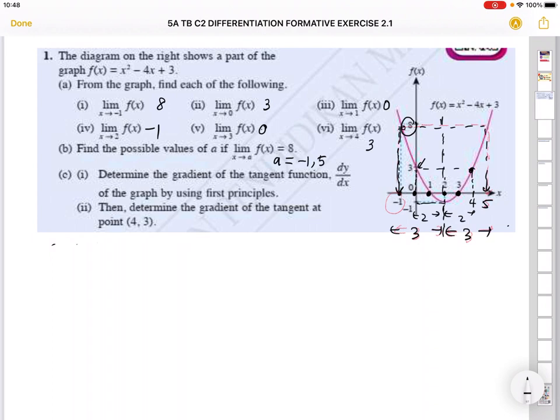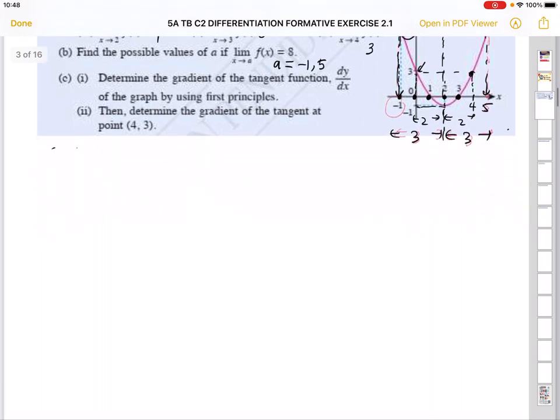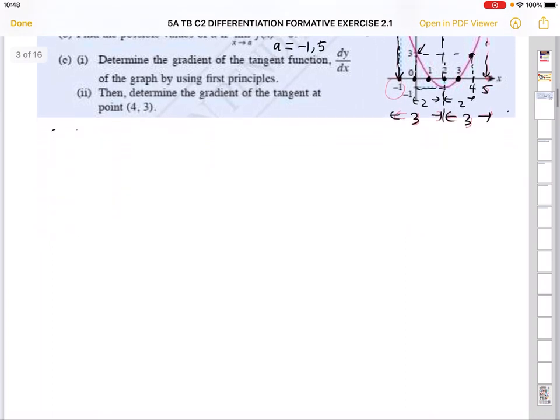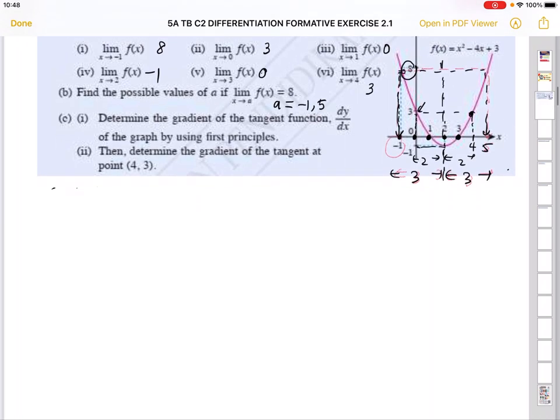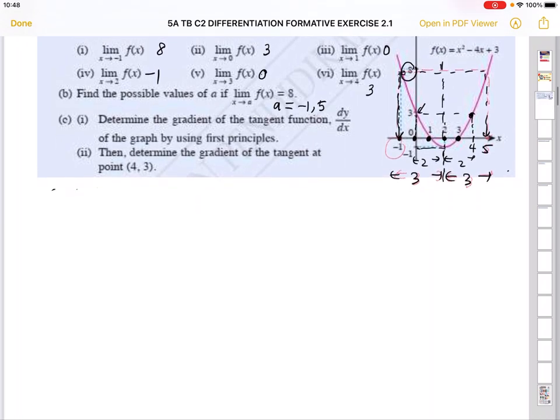All right, the next part, C, determine the gradient of tangent by using the first principle. So here I need to move this up a little bit. What we want is to find the gradient using first principle. The function is y equals x squared minus 4x plus 3. This is C Roman 1. I'm just going to call this y equals x squared minus 4x plus 3 as my equation 1.